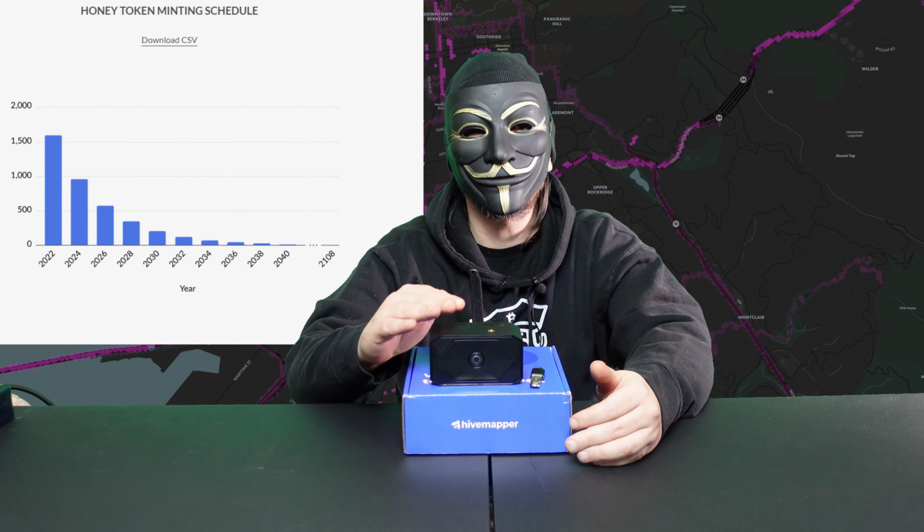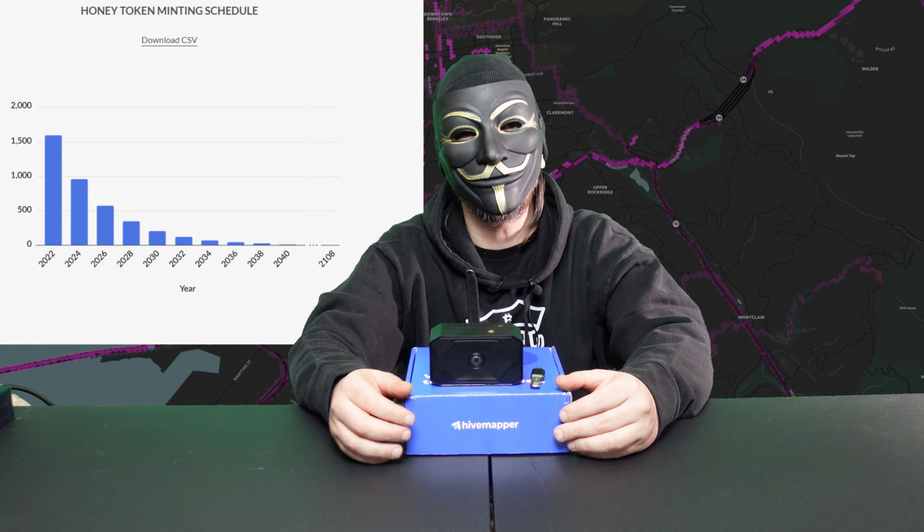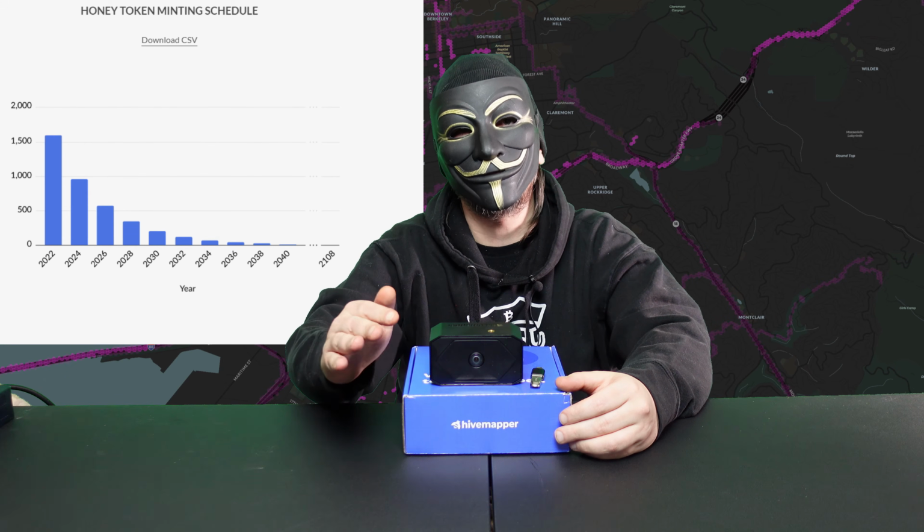Another thing, the majority of the coins are minted within the first year. 2022, we're past that, and then 2023, and it's been a downhill slope ever since. As more and more of these come online, just like something like Helium, you will notice the rewards start to dwindle a bit. So this is something to keep in mind as well.